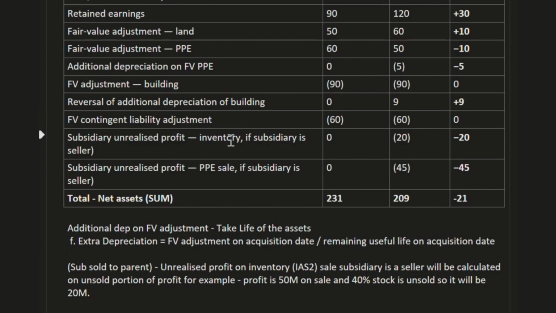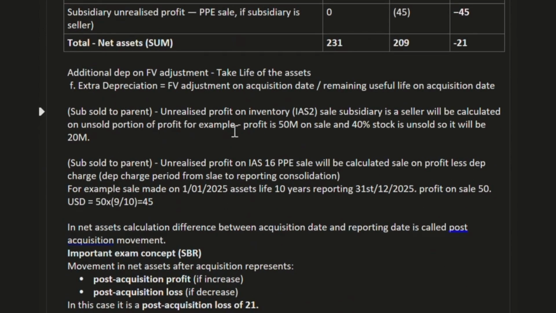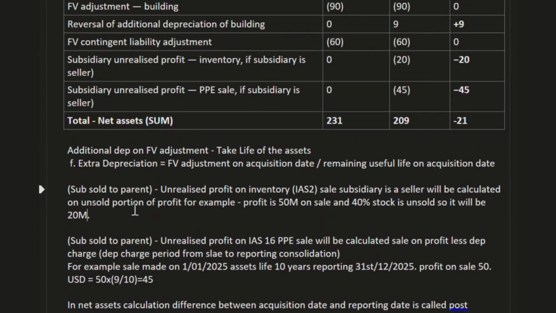Subsidiary unrealized profit on inventory, if the subsidiary is a seller. So what is unrealized profit? Unrealized profit we calculate on the closing stock. Here, sub to parent, unrealized profit on inventory IAS 2 sales where the subsidiary is a seller will be calculated on the unsold portion of profit. For example, profit is 50 million on sale and 40% stock is unsold, so it will be 20 million. So that is written here.